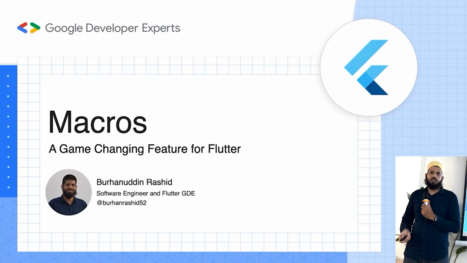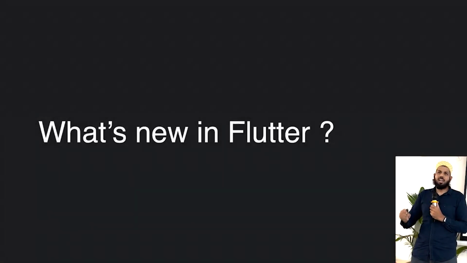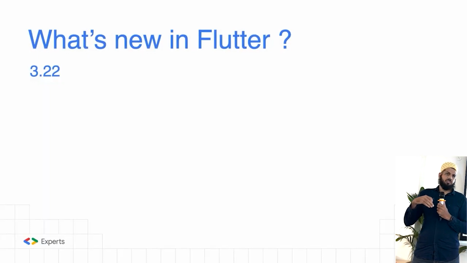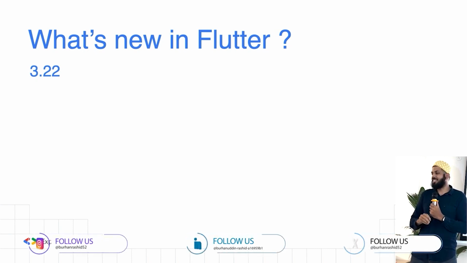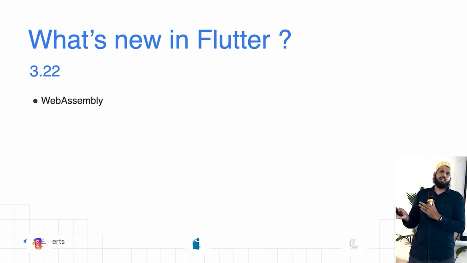So yeah, we'll talk about macros, and before we talk about macros, I just wanted to give a brief overview on what's new in Flutter. At Google I/O, Flutter released version 3.22, which was the latest version at that time. Currently there are newer versions as well, so I'll just give a quick update on what was new in that update. There is WebAssembly support for Flutter.